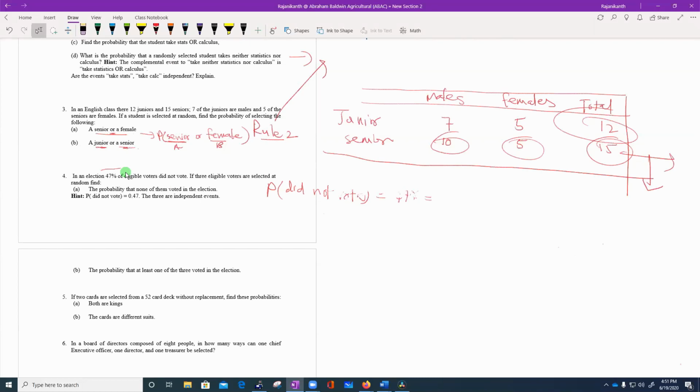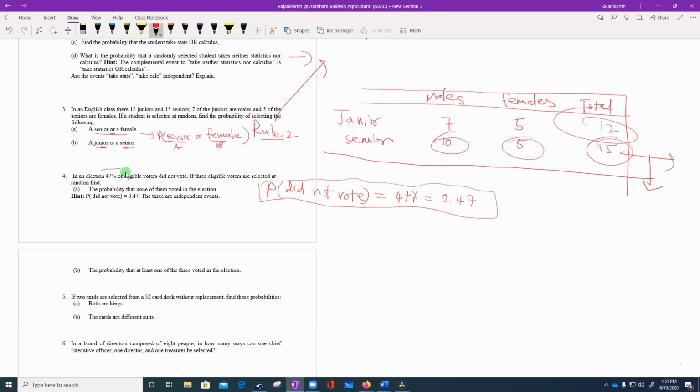That is, if you change 47% into a number, divide by 100, that should be 0.47. That means there's a 0.47 chance that the chosen person did not vote. That's the meaning, right? Now remember, you are choosing 3 people, and all three are independent people. Therefore, you could consider all three events as independent events.